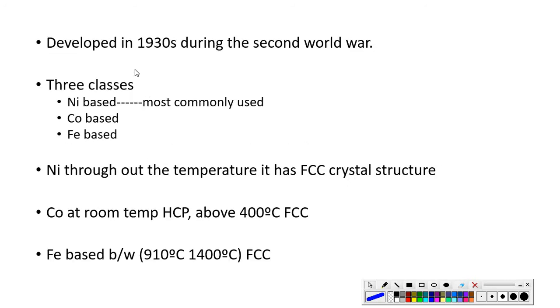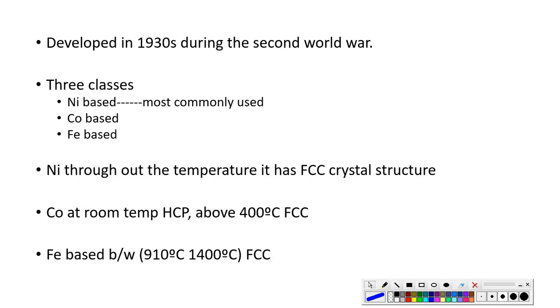Especially during the Second World War, in the 1930s, every country participating in the war was trying to develop aircraft with a very high velocity. So they needed very high efficiency jet engines. For higher efficiency, we know based on the Carnot cycle, heat supplied minus heat rejected, divided by heat supplied, is the efficiency. So if we can increase the heat supplied, then efficiency also will increase.